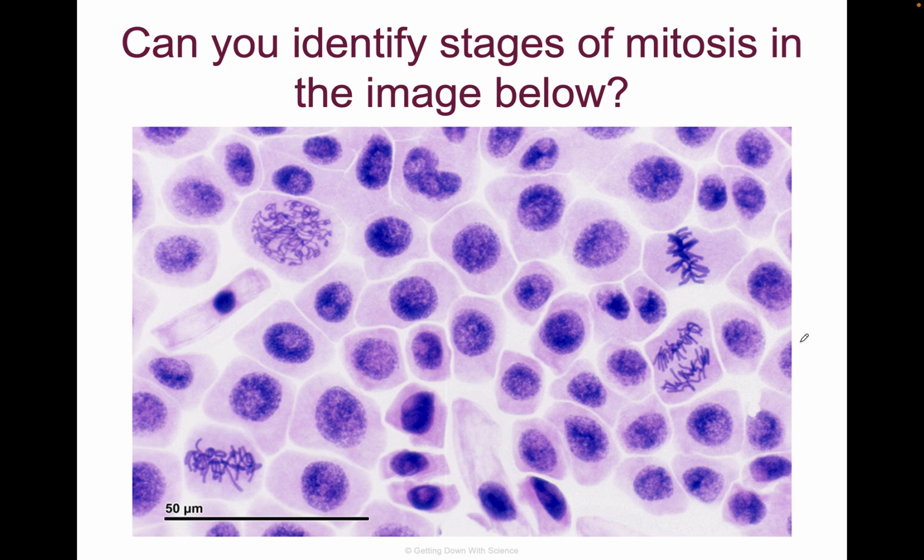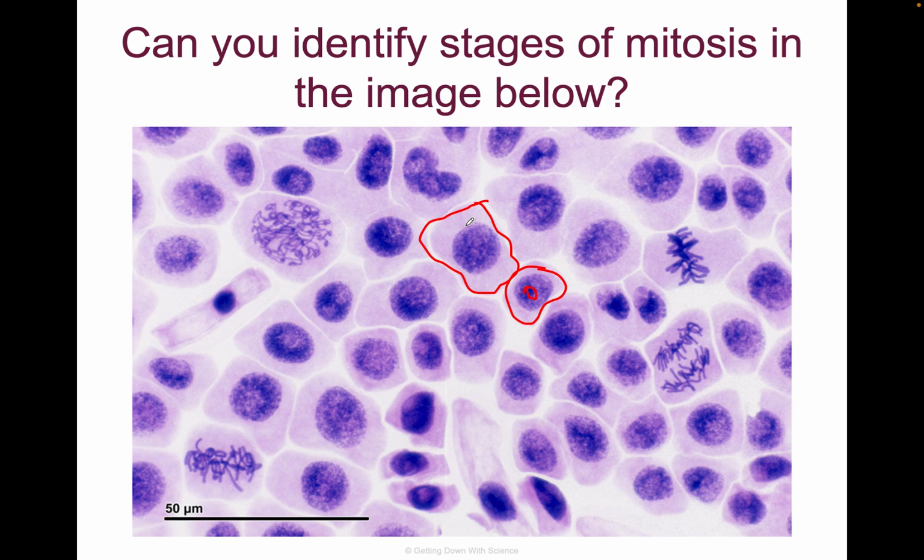Identify stages of mitosis in the image below. Oh, this one looks like interphase. You can see that because it's got that dark nucleolus. In prophase, that starts to disappear. I'm thinking this one right next to it is prophase. See how the nucleus is a little more hazy?